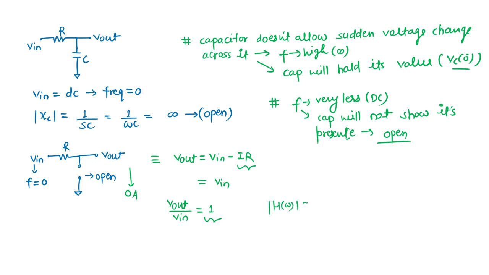From the transfer function's magnitude itself, 1 upon the square root of 1 plus omega squared R squared C squared, we have seen that at omega equal to 0, or DC signal, the transfer function is 1, which means V out by V in magnitude is 1, so output is equal to input. That thing we have already seen. So this is happening at DC. Now, if we are applying some very high frequency, then what will happen? This is happening at DC frequency. If I am applying a very high frequency signal, this is my R, this is the C.